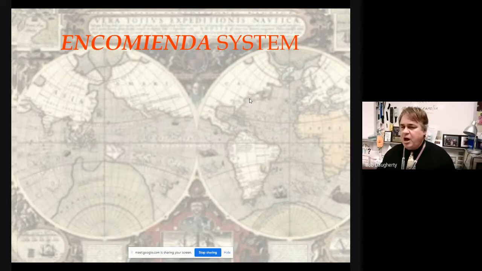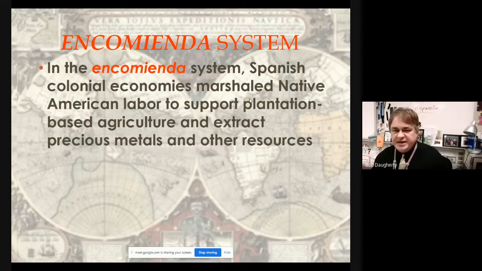Now, I'll talk a little bit more and show you some pictures of the casta system in just a bit. Now, let's go to the encomienda system. As I have highlighted in bold here, the Spanish colonies marshaled Native American labor. That is a term you need to know. When you marshal it, it means usually kind of by force. I'll show you some pictures there.